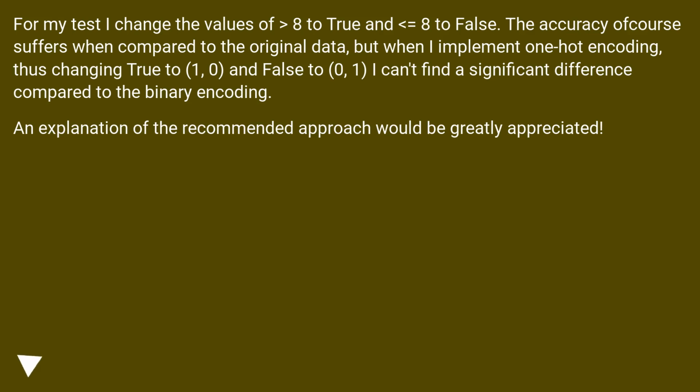For my test, I changed the values of 8 to true and not equal to 8 to false. The accuracy of course suffers when compared to the original data, but when I implement one-hot encoding, thus changing true to 1, 0, and false to 0, 1, I can't find a significant difference compared to the binary encoding. An explanation of the recommended approach would be greatly appreciated.